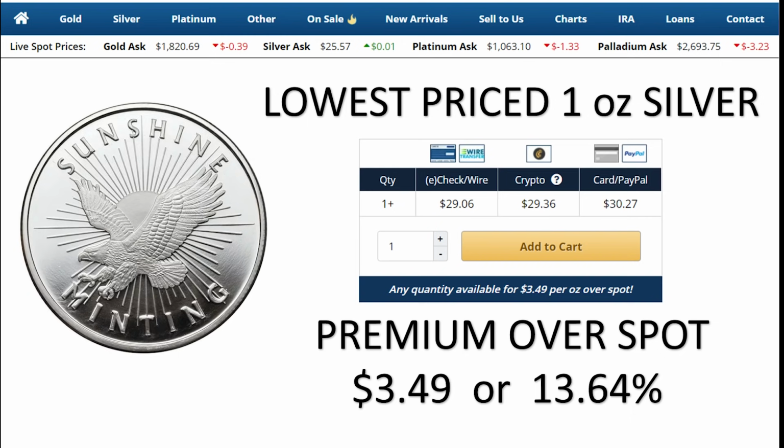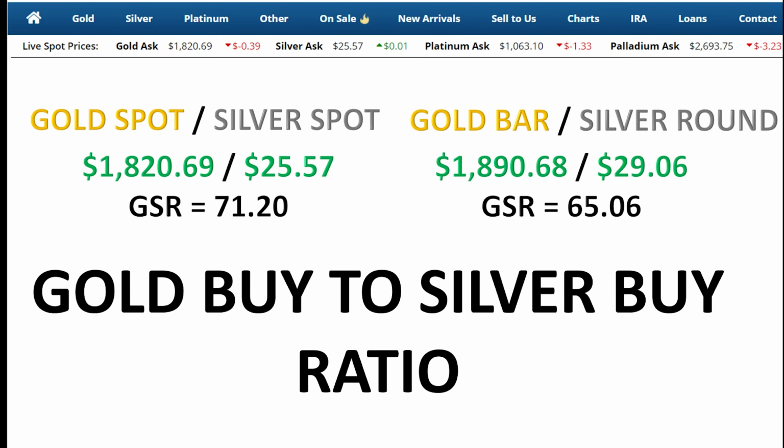Yes, that is the current lowest premium for a 1 ounce silver product from JM Bullion. That's the cheapest one today. All right, let's move on.